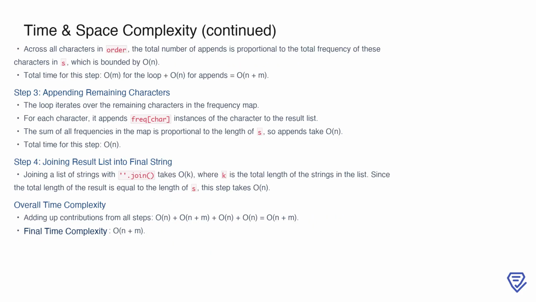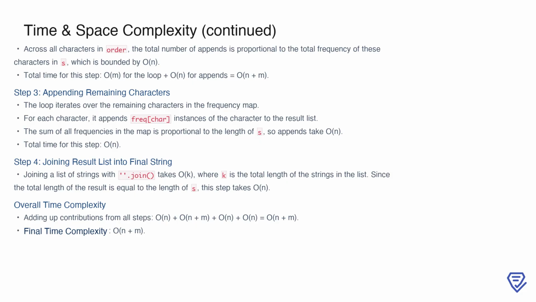Now, since the total frequency of characters in S is bounded by O(n), the appending operation in step 2 collectively takes O(n). Adding the O(m) for the loop over order, the total time for this step is O(n plus m). Moving to step 3, we handle the remaining characters in the frequency map, those not present in order. Here, we iterate over the map, appending each character frequency[char] times to the result list. Since the total frequencies still sum to O(n), this step takes O(n).